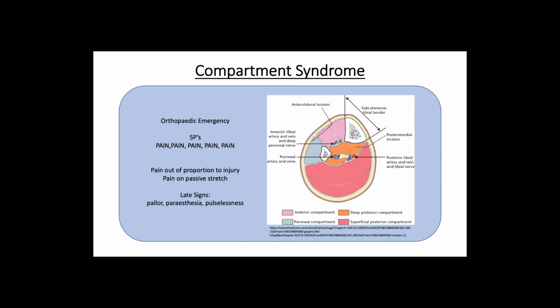In the UK, we do a 2 incision fasciotomy. The aim is an anterolateral incision, which would relieve pressure on both the anterior and peroneal compartments, and a posteromedial incision, which would relieve pressure in the posterior compartments, both deep and superficial.